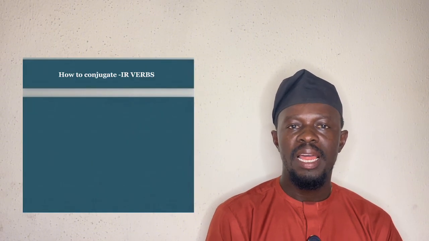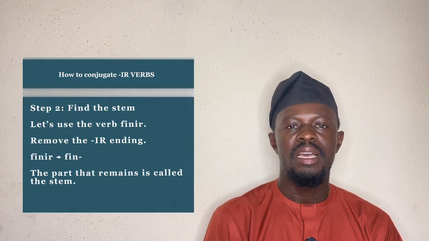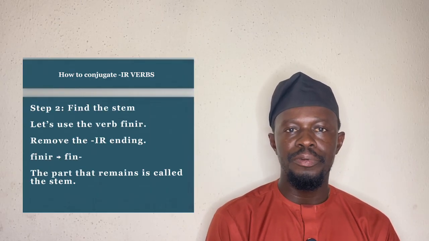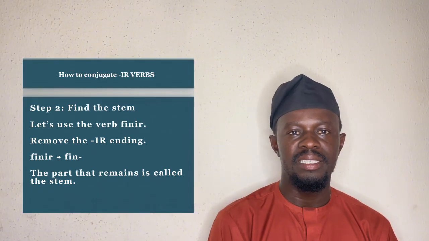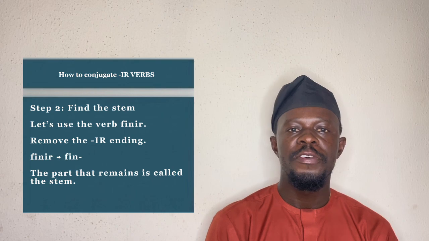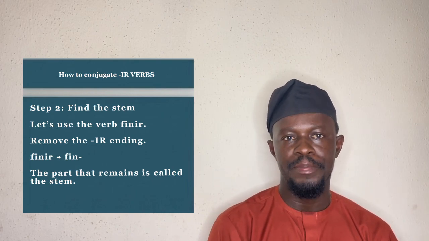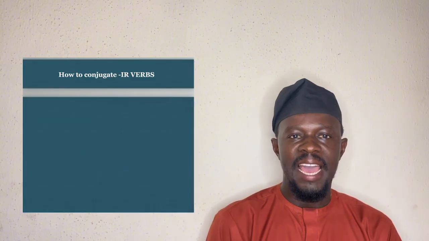Now, step 2. Let's find the stem. Let's use the verb finir. Now, all we're going to do is remove the IR ending. For instance, we have finir. Once you remove IR, we have fin. Now, the part that remains is called the stem. We will add the endings.